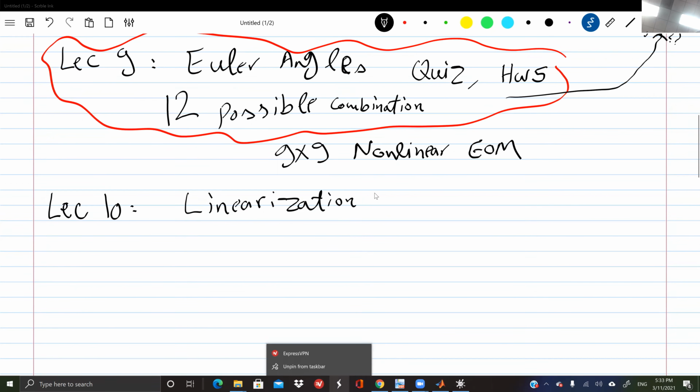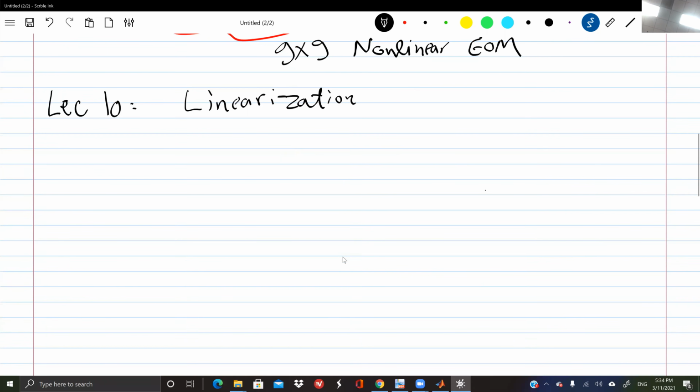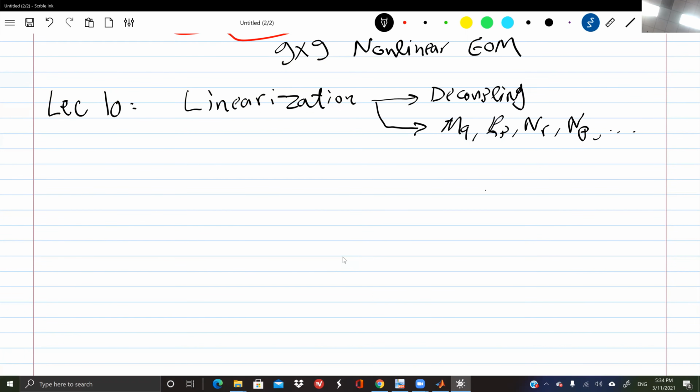Why? Because linearization and symmetry led to the decoupling of this 9 by 9 into 2 sets, longitudinal and lateral. So the linearization led to decoupling. It also led to the appearance of too many terms, MQ, LP, NR, NP, you name it, stability derivatives. So this is why we had lecture 11 on stability derivatives, how to derive them.